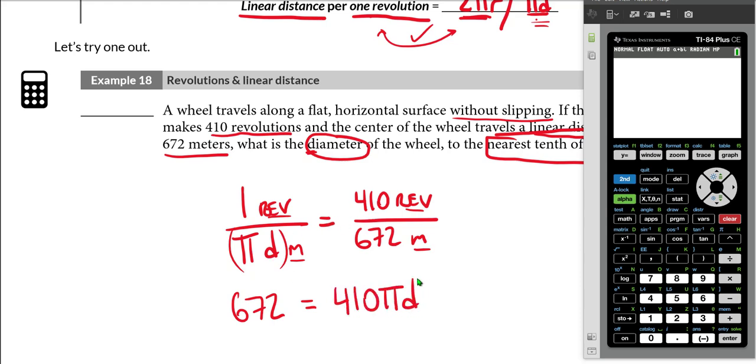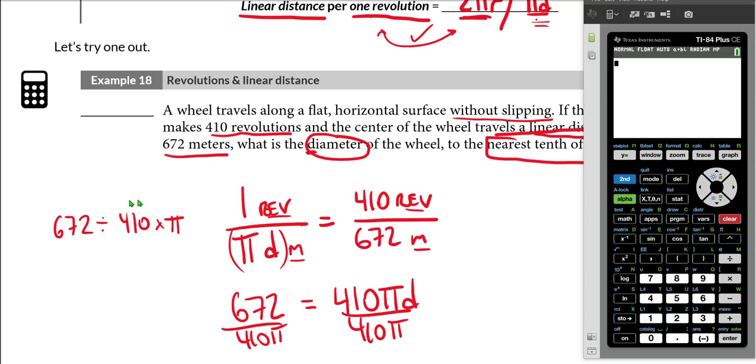And of course, I am going to do that in the calculator. There is no way I can do that calculation in my head. I do have to be very careful here. Some students will make this mistake where they do 672, so let me do this. 410 pi, we're dividing both sides by 410 pi. Some students will do in the calculator 672 divided by 410 times pi.